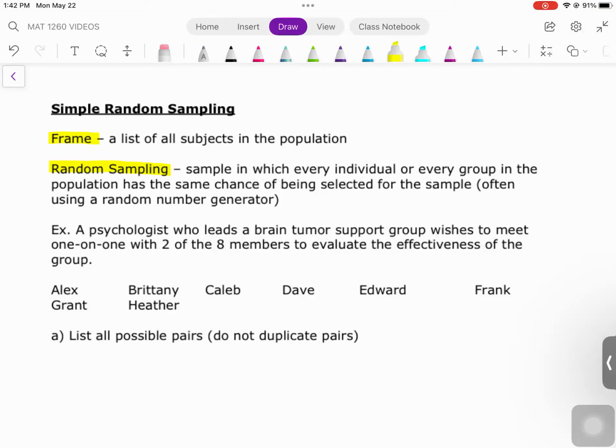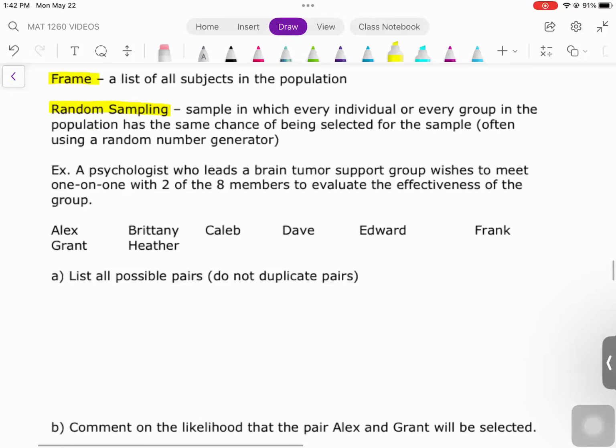A psychologist who leads a brain tumor support group wishes to meet one-on-one with 2 of the 8 members to evaluate the effectiveness of the group. So here are 8 members. What are all of the possible pairs of individuals? We want this psychologist to meet one-on-one with just 2. So really 1-on-2, but I digress. So we want to list the possible sets of 2 without duplicating any pairs.